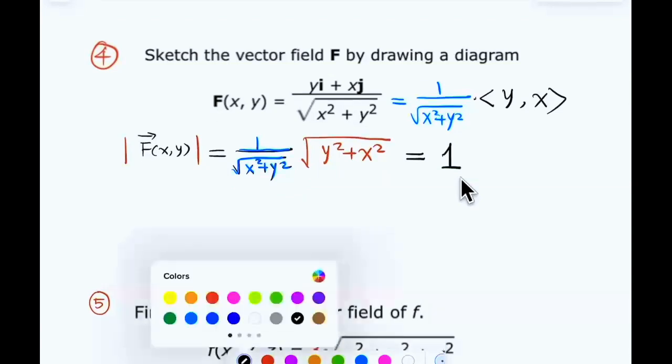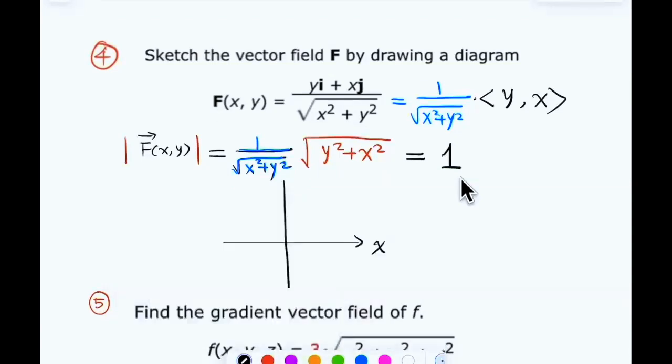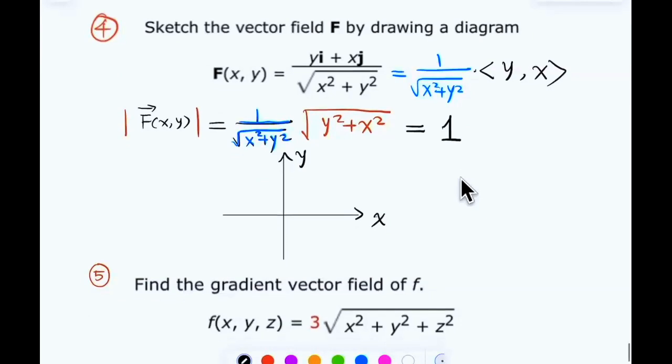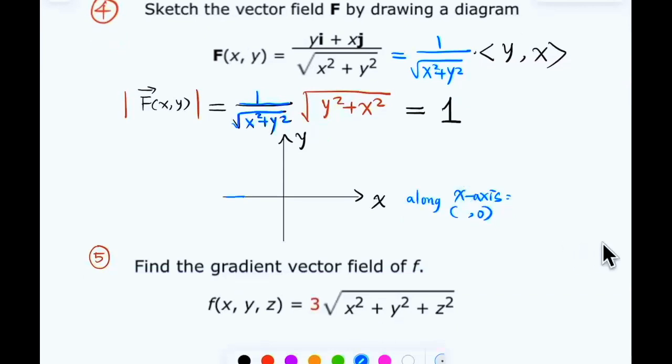So when I draw this on R2, it's always 1. Let's try to plug in some values. Maybe we can go along the x-axis. Let's think about along the x-axis. Along the x-axis, we'll have y equal to 0, right? Then what happens here to the vector?